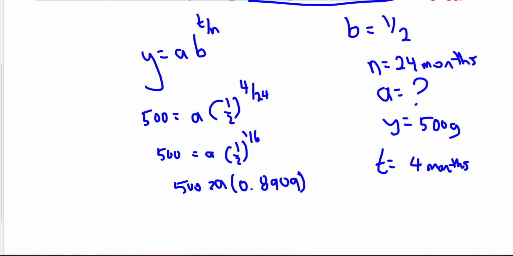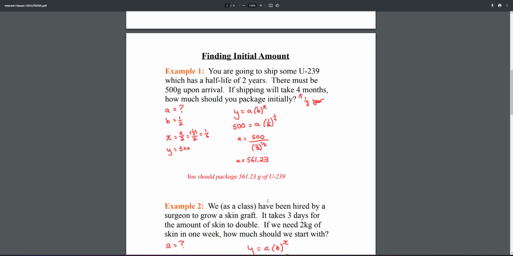So this is why it's important to not use your phone as a calculator. Mr. Khan is using his phone as a calculator. So yeah, I shouldn't be doing that. But yeah, I know how to use it sometimes. 561 grams. All right. So yeah, so you got the right answer.